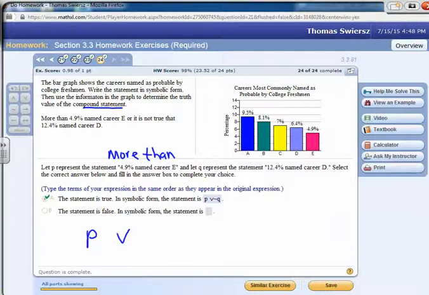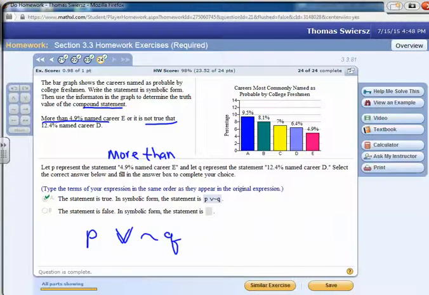Okay, now 12.4% named career D is Q, but it is not true, right? That would make it the negation of Q. Again, we're going to assume that P represents not just 4.9% named career E, but more than that, so we get the same match up there, or else we really can't do the problem. So I think they have a typo here. But anyway, so P or not Q.